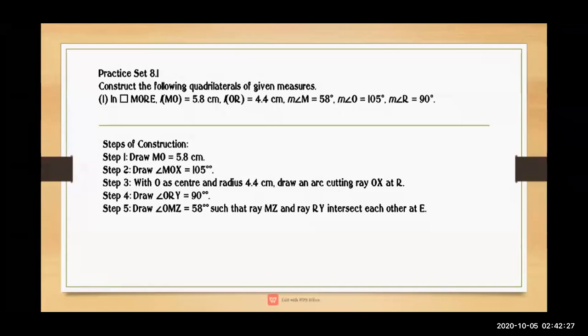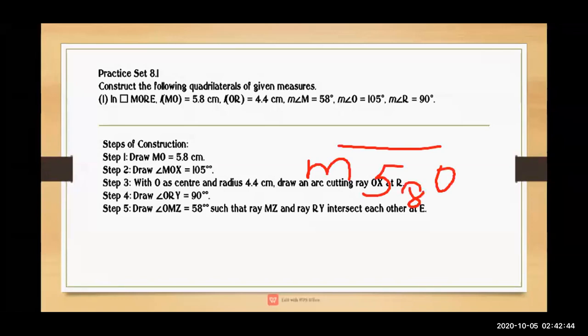See, the rough figure must be this line. This is our MO. I am just showing you the rough figure. Afterward, we will construct a real figure. Now, MO must be how many centimeters? It must be 5.8 centimeters.